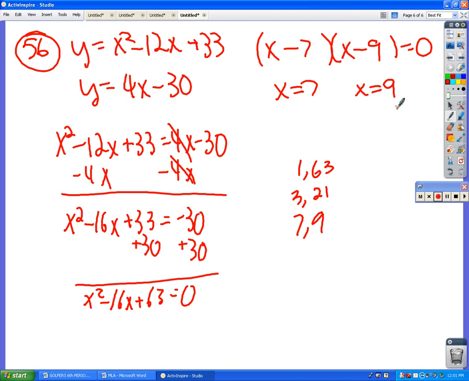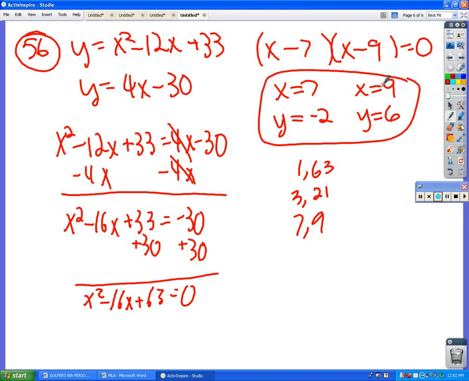So x equals 7 and x equals 9. They're both negative because they need to multiply together to be a positive number and add together to be a negative number. So if I put 7 in there for the x, 28 minus 30 is negative 2. If I put 9 in there for the x, 36 minus 30 is 6. And that's what we've got.